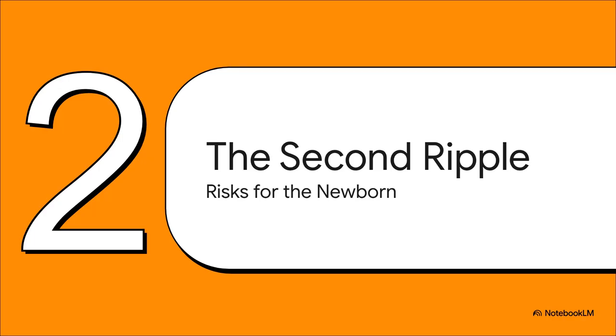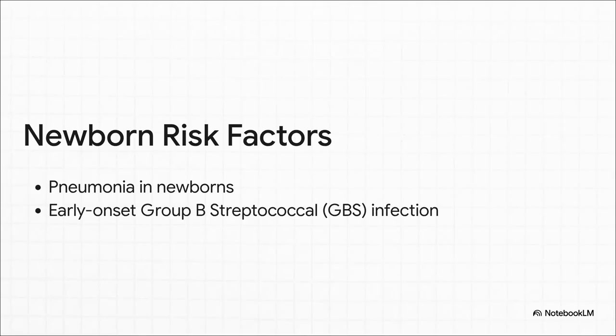So let's move on to that next ripple, because even with all those preventative steps, the original infection can still pose some direct risks to the baby once they're born. After birth, a newborn might face complications that you can trace right back to that initial infection. The two big ones that the sources point to are a higher risk for pneumonia in newborns and also a really serious condition called early onset group B strep, or GBS infection for short.